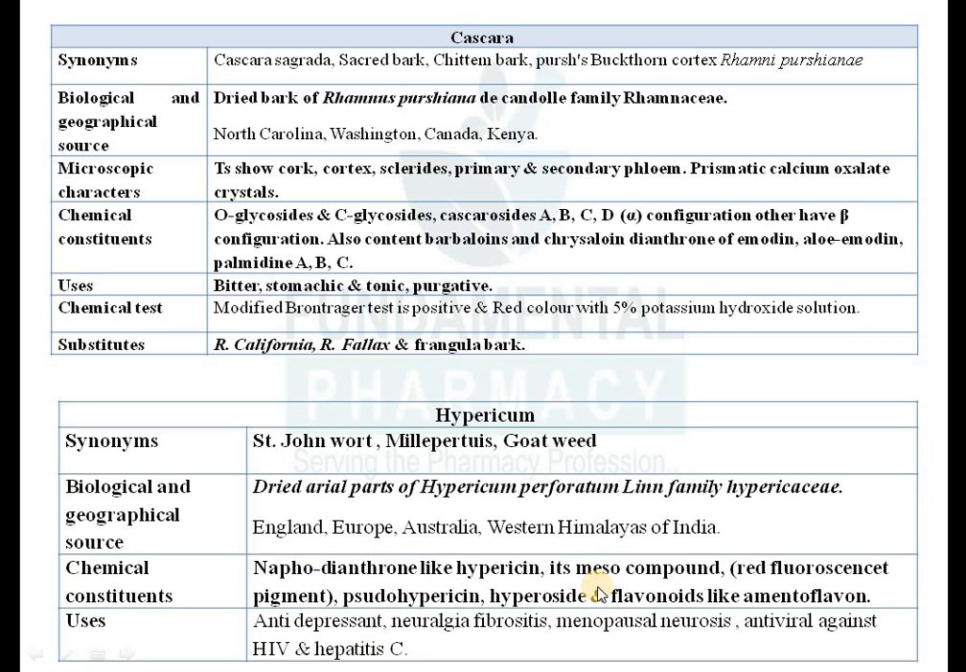naphthodianthrin like hypericin, it's a meso compound. Red fluorescent pigment is also there, pseudohypericin, hyperforin and flavonoid like amentoflavone। इसमें सिर्फ इतना याद रखो, naphthodianthrin like hypericin होता है इसमें हाइपेरिकम में, ठीक है। हाइपेरिकम का सिनोनिम क्या है, St. John wort, goatweed। इसका सोर्स है हाइपेरिकम परफोरेटम, हाइपेरिकेसी, इतना याद रखो। और उसका यूज है एंटी डिप्रेसेंट, न्यूरल्जिया। न्यूरल्जिया मीन्स पेन ड्यू टू नर्व, inflammation of nerve, that is known as neuralgia.